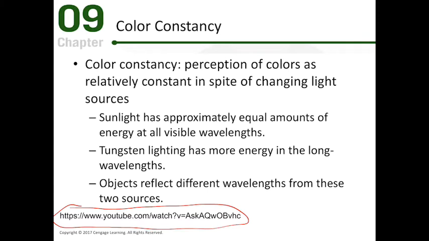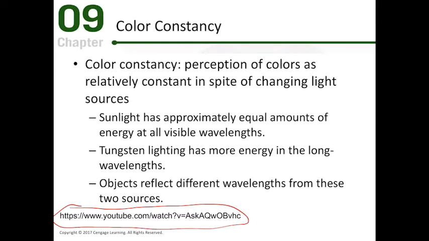When we look at the different kinds of light, we see that sunlight does have approximately equal amounts of energy, and so that tends to be the most reliable source of reflectance. And then tungsten lighting, which is more like the old-fashioned light bulbs with a yellowish appearance, has more energy in the long wavelengths, which is why we see everything having a sort of yellow tinge to it. And then LED lights emit light at shorter wavelengths, which is why they have a blue reflectance there.